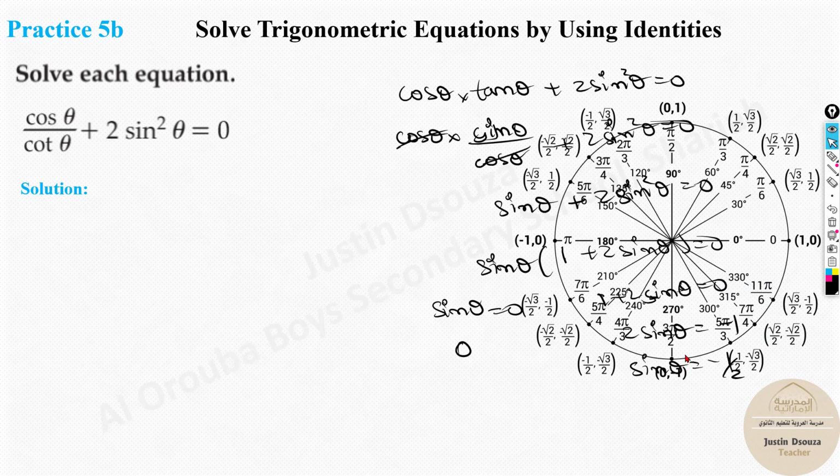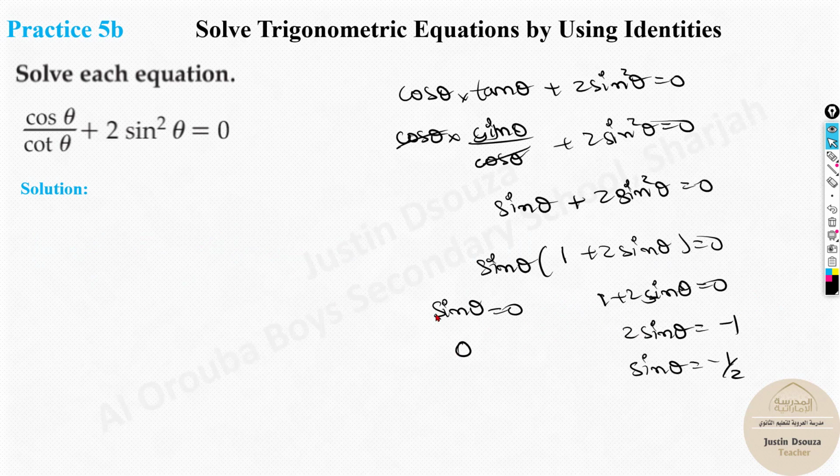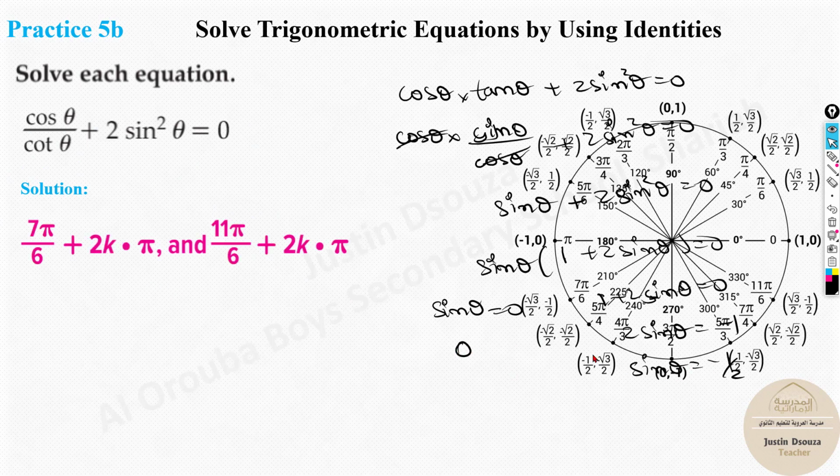Those two are the answers. That is, written in pi, 7 pi by 6 and 11 pi by 6. Now, why do we not consider this 0? Because again, cot is undefined at 0, right? You can't have this. Because sine 0, yes, exists. But cot is basically cos by sine. Sine 0 is 0. It's undefined. This again gets undefined. So we are ignoring this part. Only these two are the answers.